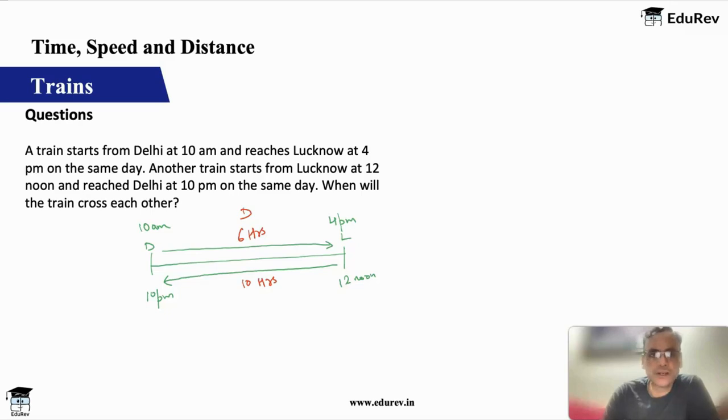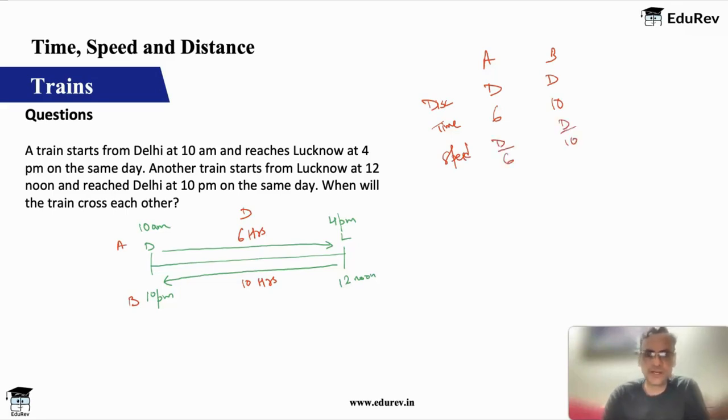So let's say this train, we'll call it train A, and this train we'll call it train B. So train A, train B, both of them cover a distance of d kilometers. Time taken to cover that is 6 hours and 10 hours. Hence the speed I can say is d by 6, distance upon time, and d by 10. So at least I know the speed in terms of d. Okay, so this much data is there.